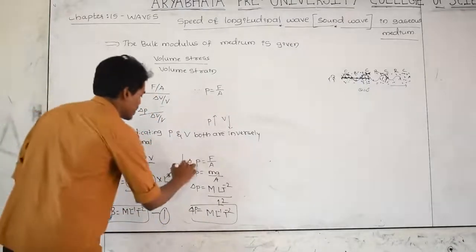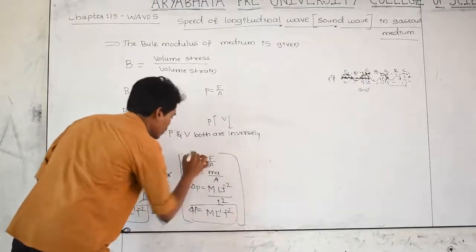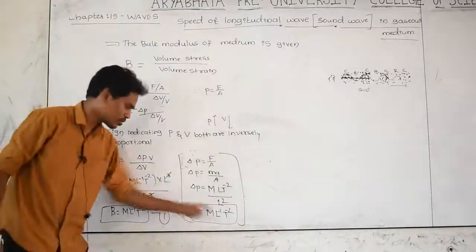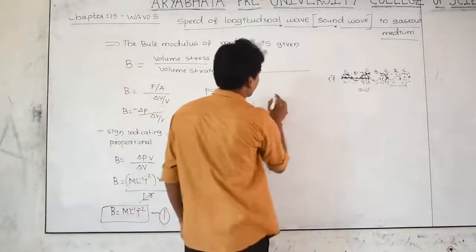Let us take it as equation number 1 now. And this is therefore how I have got delta P is equal to this much. And next, this is bulk modulus.